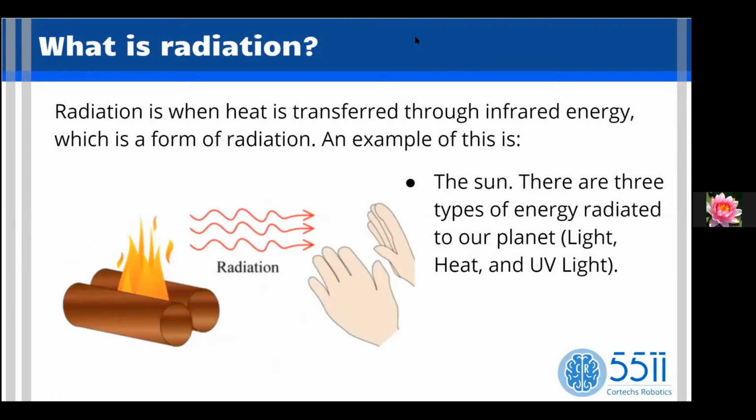All right, so what is radiation? Radiation is the effect of heat transferred through infrared energy. Infrared energy is a form of radiation made up of fast electromagnetic waves. An example of this is the sun. All of the light, heat, and UV light that we get from the Earth comes from the sun. These 3 types of energy are radiated throughout our planet because the sun is very hot. Other types of these electromagnetic waves are microwaves, radio waves, X-rays, and gamma rays.